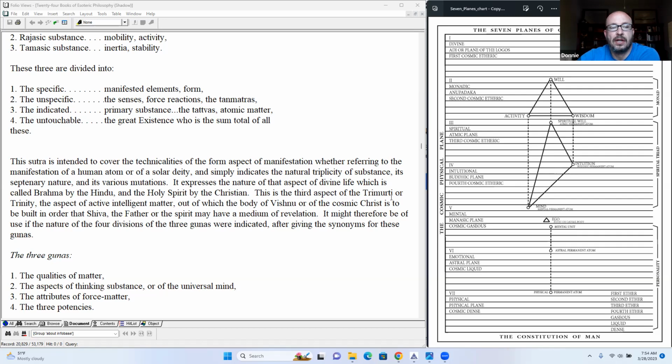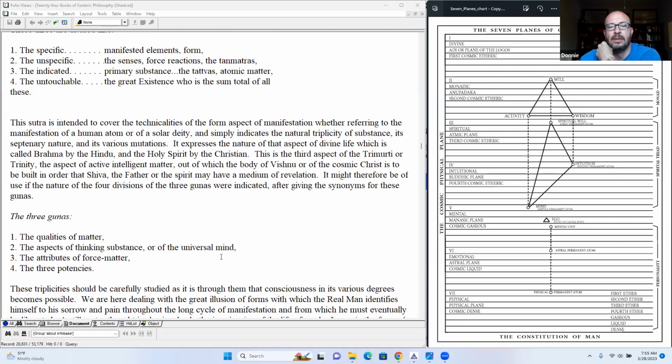This is the third aspect of the Trimurti, or Trinity, the aspect of active, intelligent matter, out of which the body of Vishnu, or of the cosmic Christ, is to be built, in order that Shiva, the Father, or the Spirit, may have a medium of revelation. It might therefore be of use if the nature of the four divisions of the three gunas were indicated after having given the synonyms for these gunas.